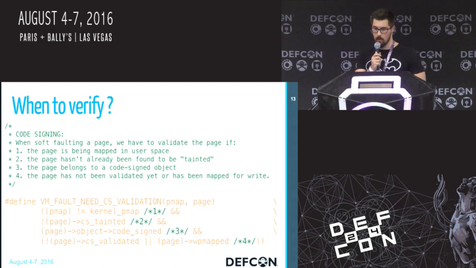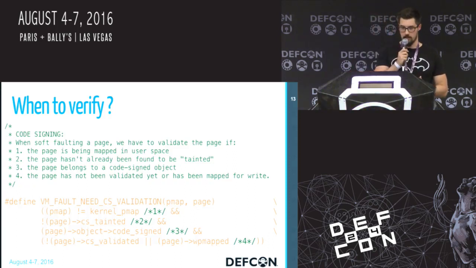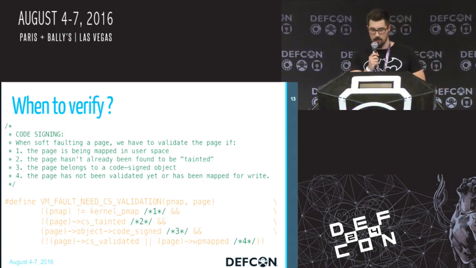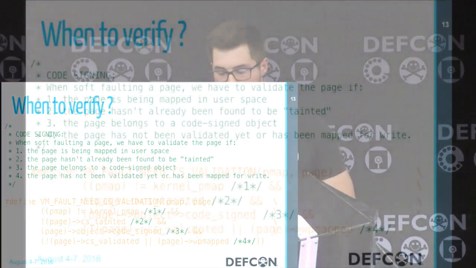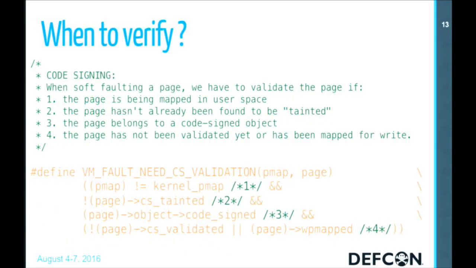A good question is when we need to verify page hashes. There is a macro, VM_FAULT_ENTER_NEEDS_CS_VALIDATION, from vm_fault. It says that a page needs to be validated if it's going to be writable, it belongs to a code signed object, or it's been mapped to user space, so basically it will be validated any time that's interesting.